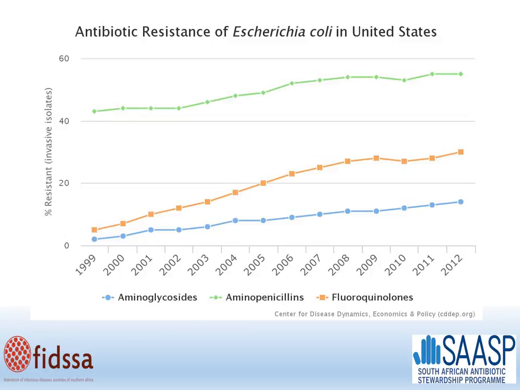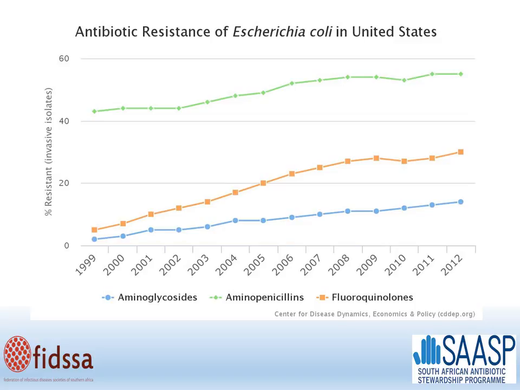So antibiotic resistance is increasing worldwide. This graph is just an example. It's taken from America, which has long-term data. And you can see that from 1999 to 2012, there's been a steady increase in the resistance rates of E. coli to 3 major classes of antibiotics.